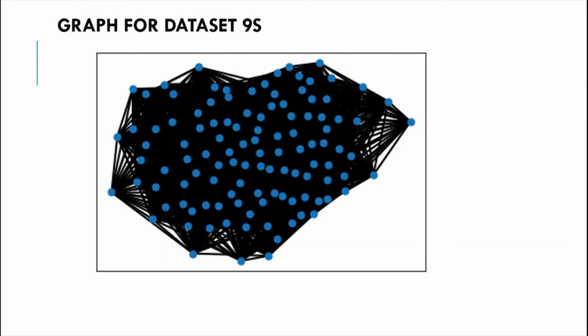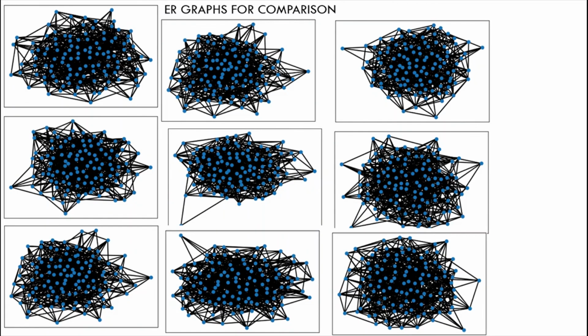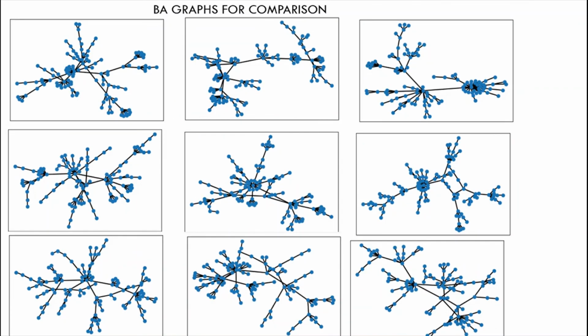Now here are some comparisons for dataset 9. ER graphs, we have already discussed it. I'm taking 9 graphs for comparison, and these are the BA graphs that we took for comparison.